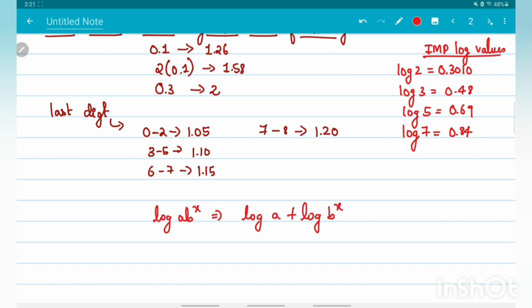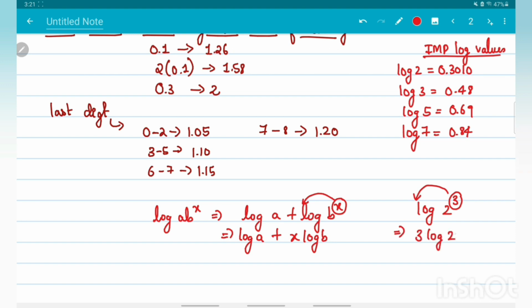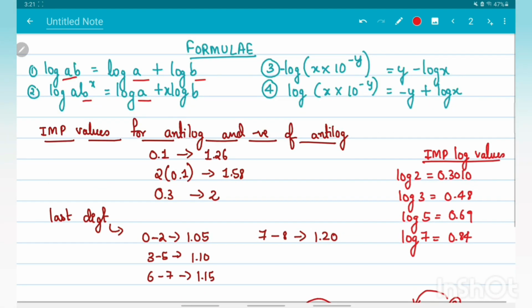Now if you have something like log of a number and there is something to the power of that number, what you can do is that the power comes and gets multiplied with the log, and then it becomes log a plus x times log b. For example, if you have something like log 2 cube, here this 3 comes over here and gets multiplied, and this becomes 3 times log 2. That is 3 into log 2. So that is a formula.